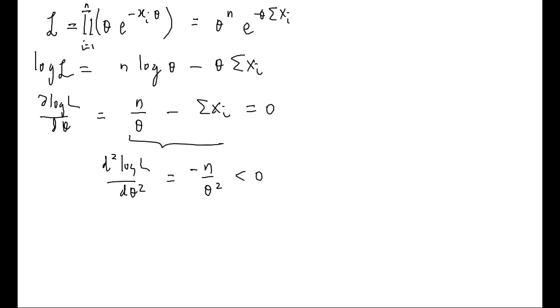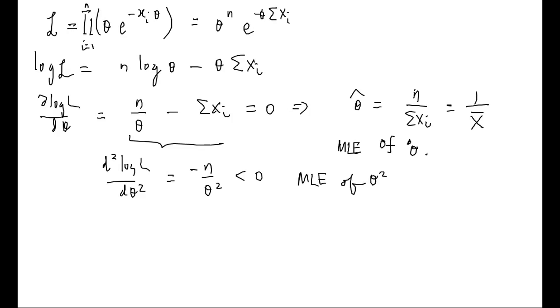Most of the time we just skip this step because usually we are looking at simple functions like this, where it is almost always the case that you will get a maximum, but it is better to check it anyway. So this implies that your theta hat is equal to, rearranging that, n over summation xi, or basically just the reciprocal of your sample mean. Okay, so this is your MLE of theta.